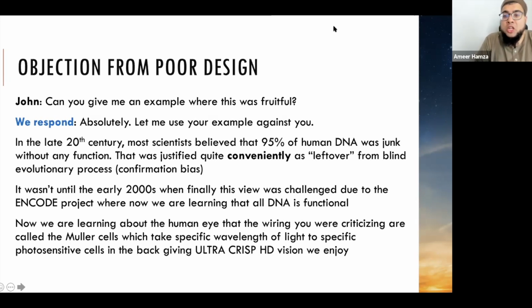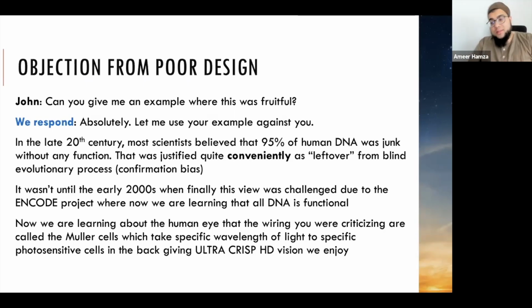Remember that they were criticizing the wiring as being in the front? These are called the Mueller cells, which take specific wavelengths of light to specific photosensitive cells in the back, giving you the ultra crisp HD vision that you and I enjoy, and the clarity that you and I enjoy at night is because of what Allah has done, He has put the nerve wiring at the front. So they detect specific light, like a blue light and the red light, and they take it to a very specialized cell. Each cell specializes in a certain type of light. So that's why the wiring has to be at the front. And now, alhamdulillah, what was deemed a poor design is now deemed a marvelous design.